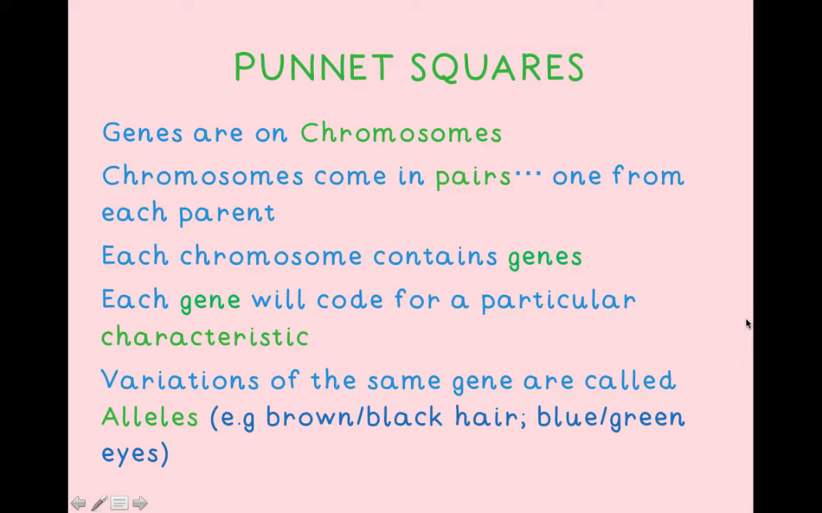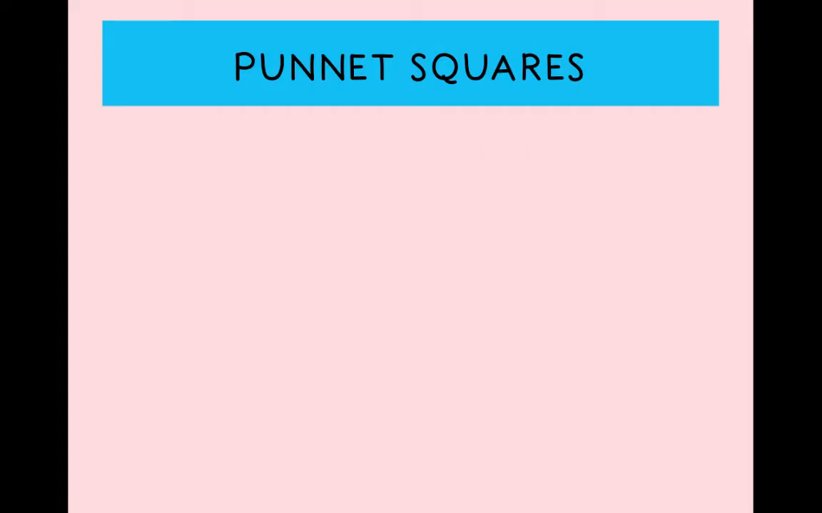You also know that genes are on chromosomes, that chromosomes come in pairs, one from the mom and one from the dad, that each chromosome contains genes, and that each gene will code for a particular characteristic, and that variations of the same gene are called alleles. For example, in the color of hair, that would be the gene, and the alleles or the variations are brown, black, blue, green, etc. So let's do an example of Punnett squares in cats.